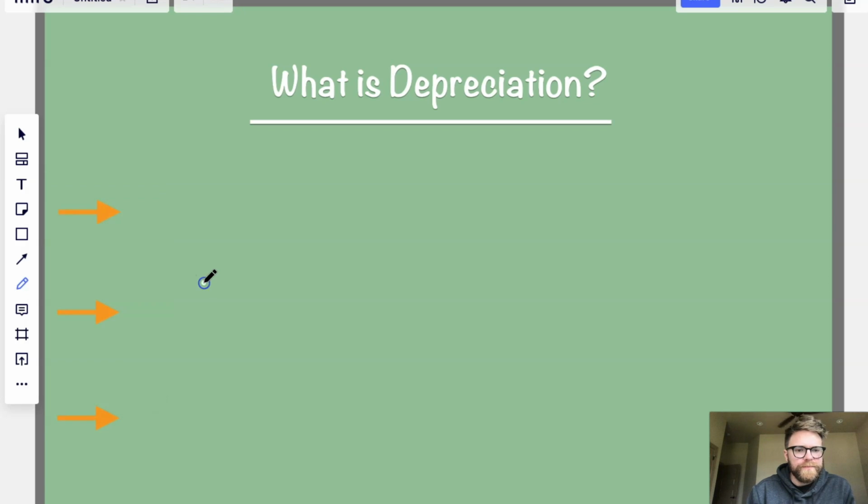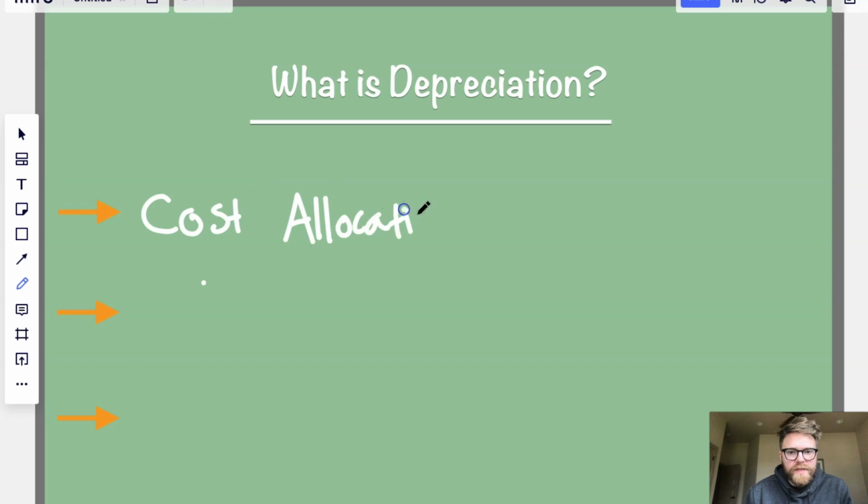Okay. So depreciation. Well, first off, what do you think of when you think of depreciation? Some students think of decline in value, which is kind of true. But the better word for it is this: cost allocation. So when you buy a fixed asset, it's a cost up front, a big cost. Say you buy a piece of equipment. That's a lot of money up front.